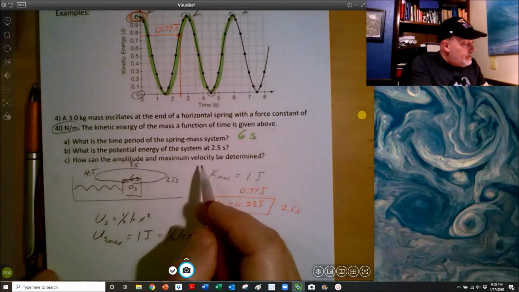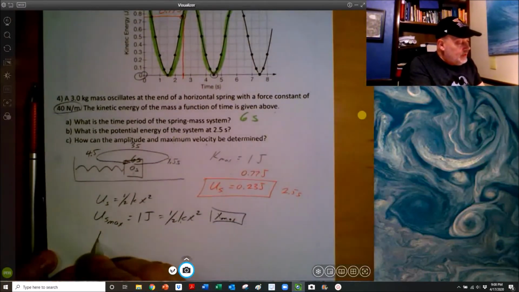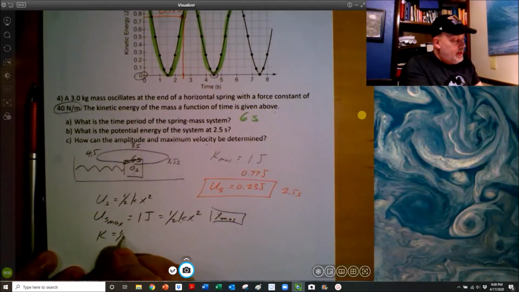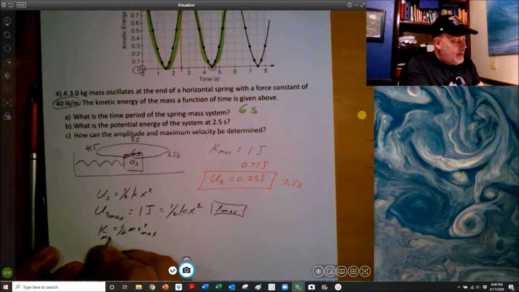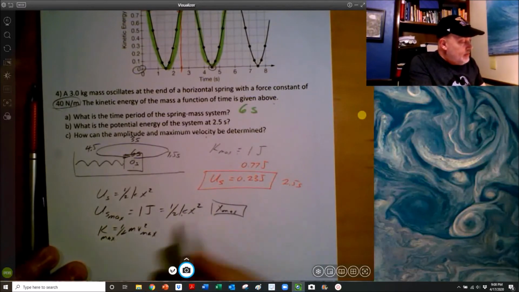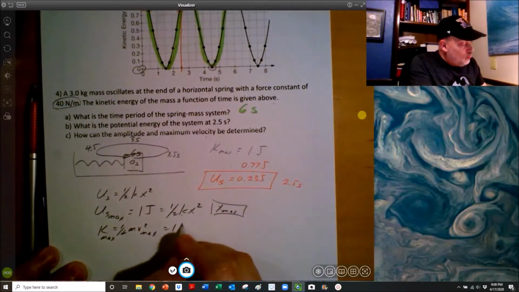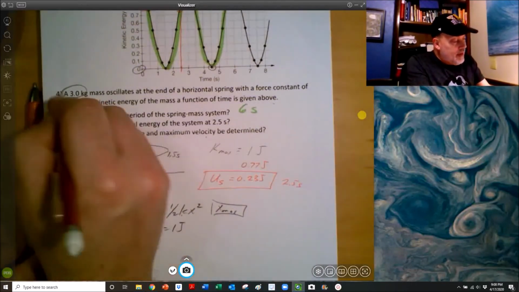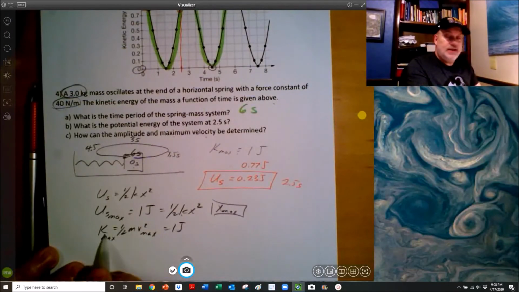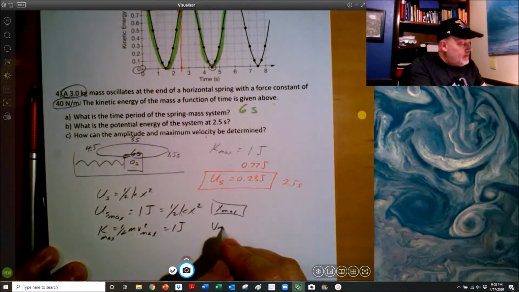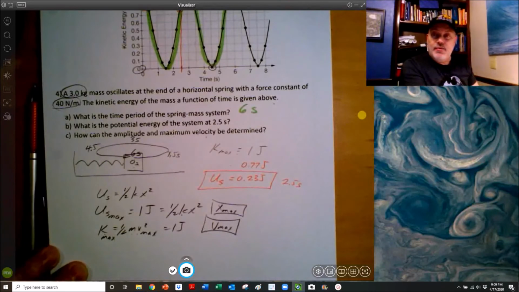We can find the maximum velocity using kinetic energy. Kinetic energy equals 1/2 mv squared, and our max velocity will be at max kinetic energy. And we know the max kinetic energy is 1 joule again, and we know the mass right there. So with mass and kinetic energy, we can find v max that way.